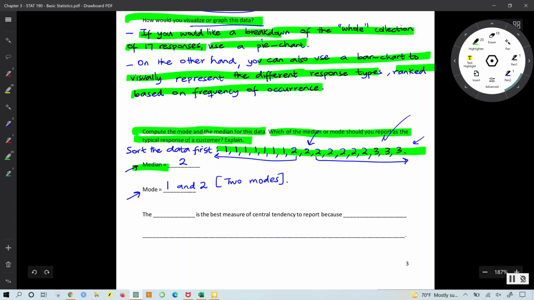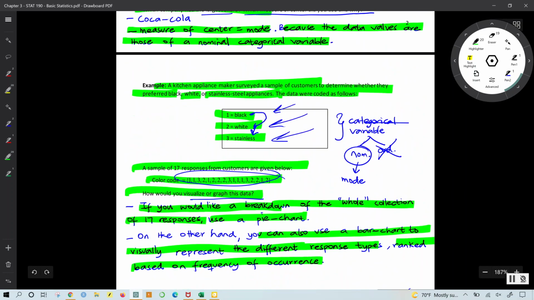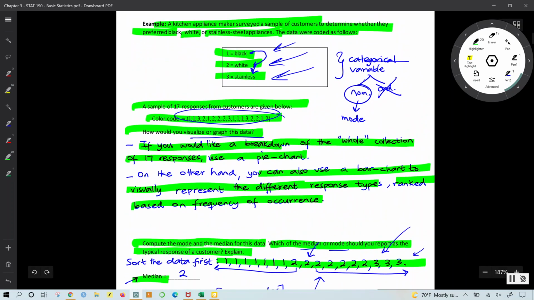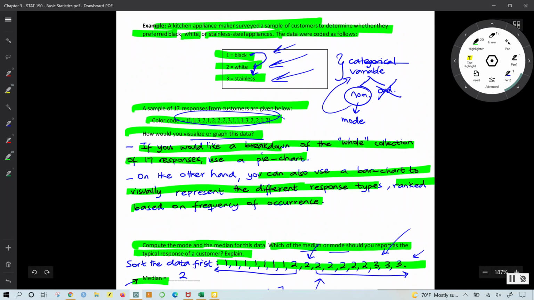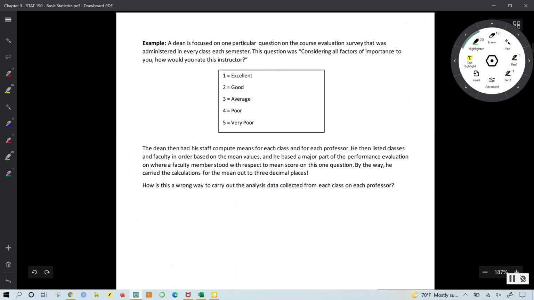So, again, we now recall: which of the median or the mode should you report as the typical value here? The correct answer is the mode. That is because even though these are recorded as number values, these numbers actually represent different categories of preferences of different customers. So this represents values of a nominal categorical variable, and so we should use the mode. The reason why the mode is the best measure of central tendency to report here has been provided on your screen. And again, to emphasize, the data values that we're collecting here are values of a nominal categorical variable. We proceed to the next example on the next page.